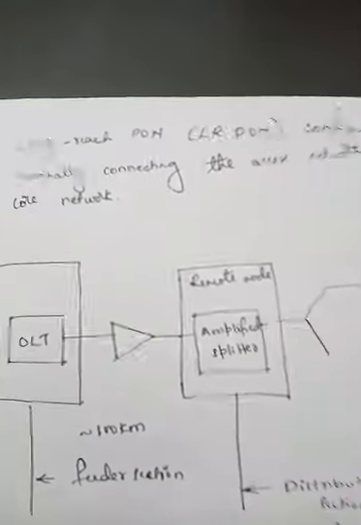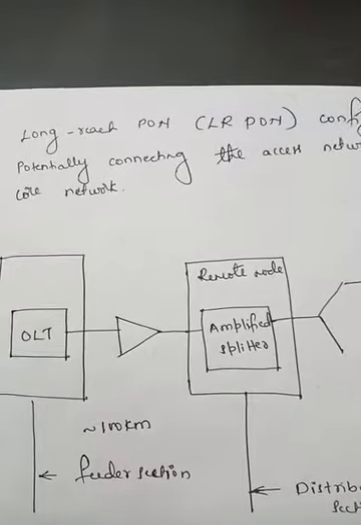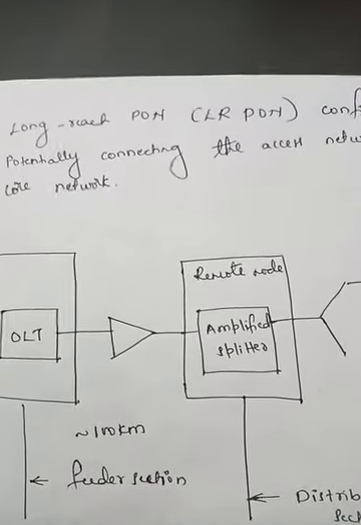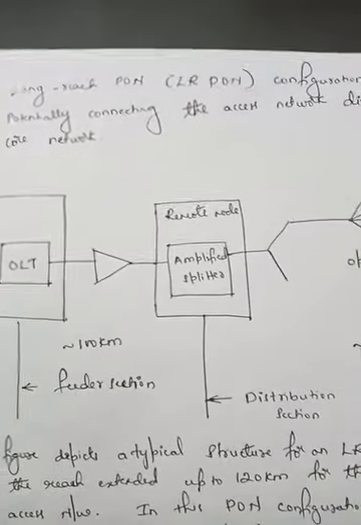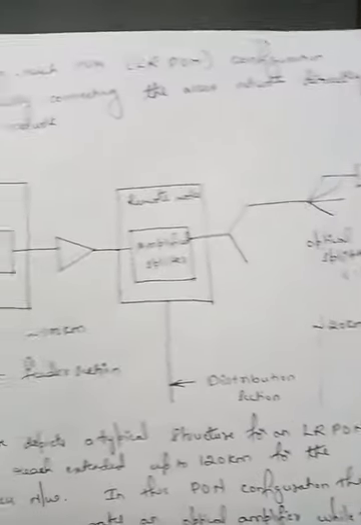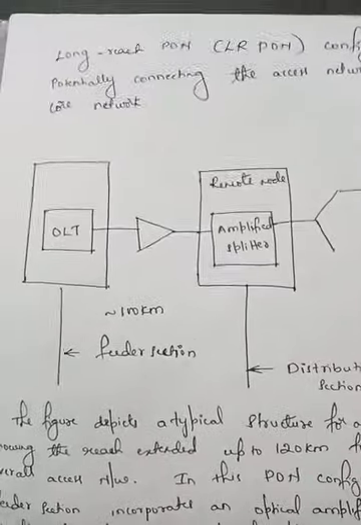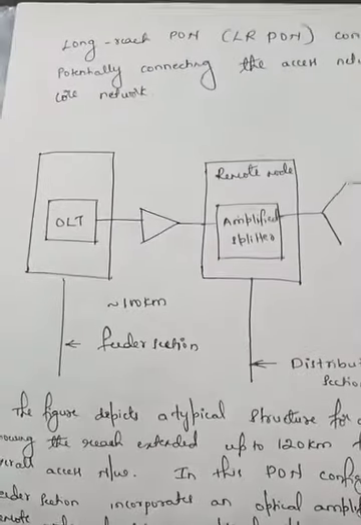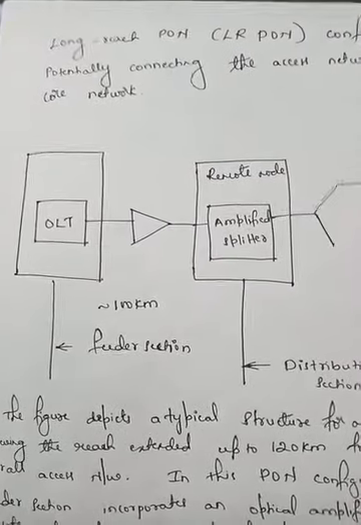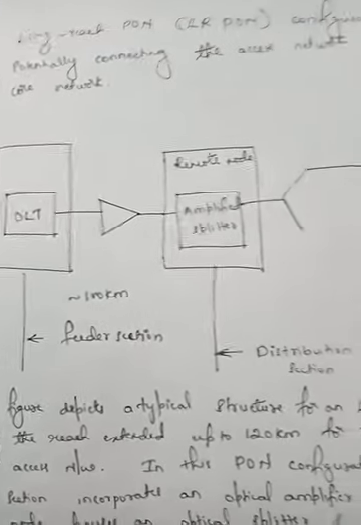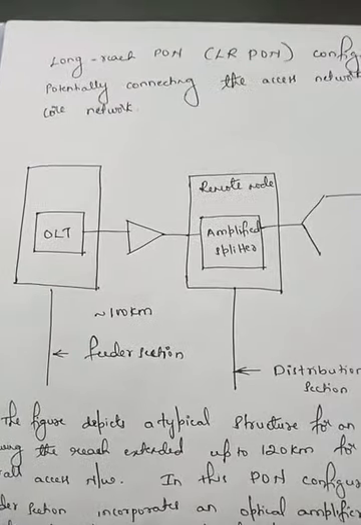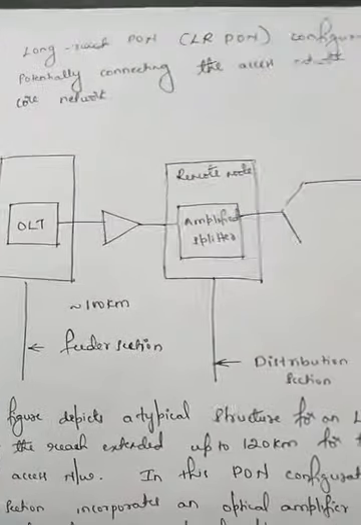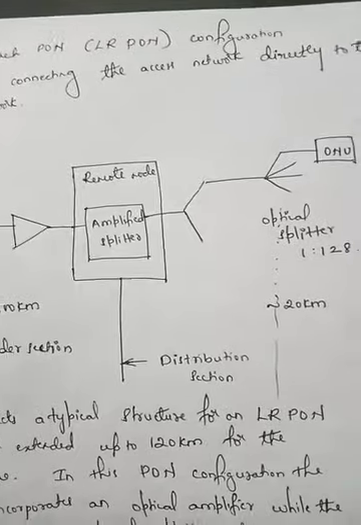Now we shall discuss LRPON. LRPON is a long range or super PON configuration, potentially connecting the access network directly to the core network. The LRPON that we shall discuss consists of a feeder section and a distribution section. The feeder section starts from the OLT, that is the optical line termination, up to the remote node, and from the remote node to the ONUs is the distribution section.